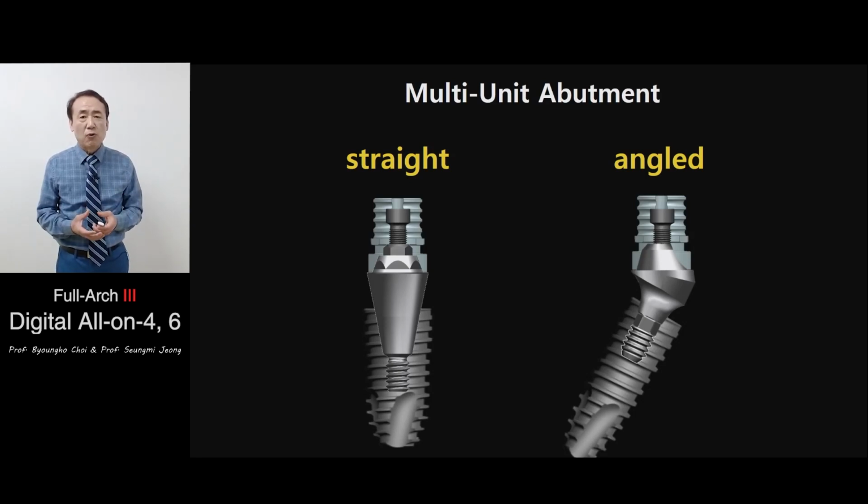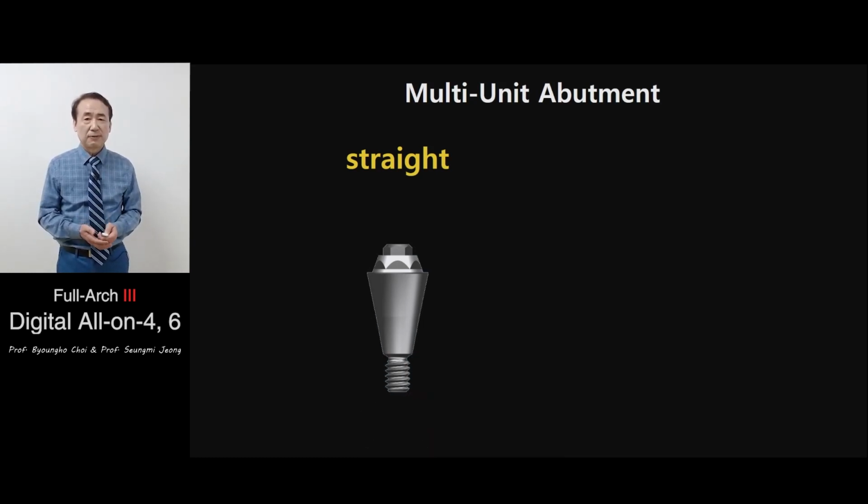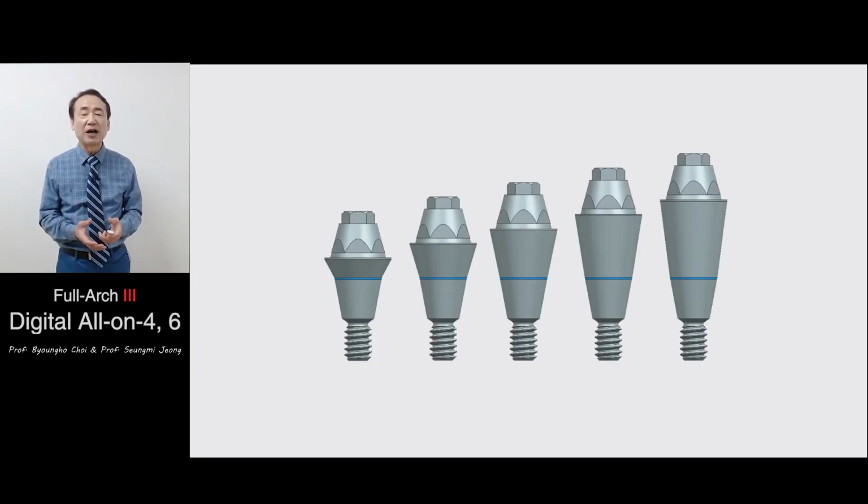For All-on-4 and 6 implant treatment, you need a multi-unit abutment. There are 2 types of multi-unit abutment, which are straight and angulated abutment. If you look at the straight abutment, there are different cuff heights available. You can choose one of them based on the thickness of mucosa. The connection part of the abutment is generally non-hex.